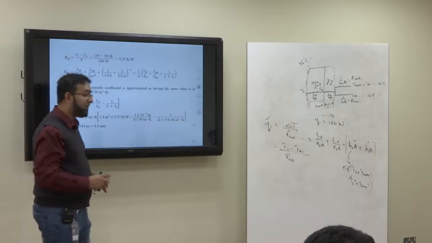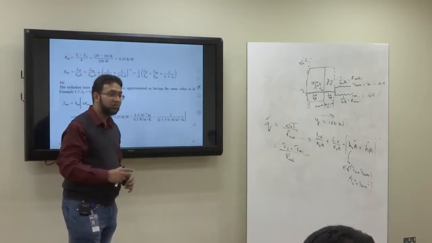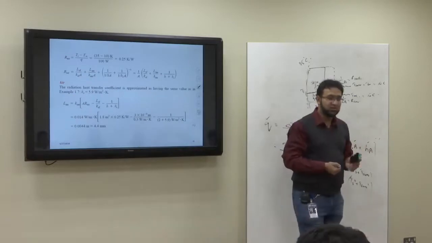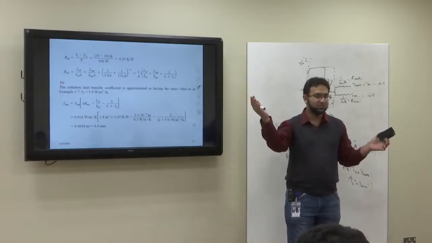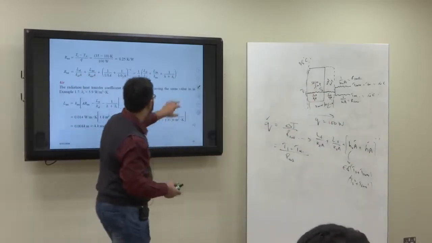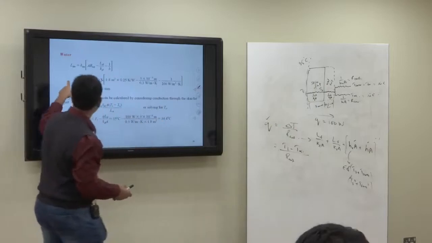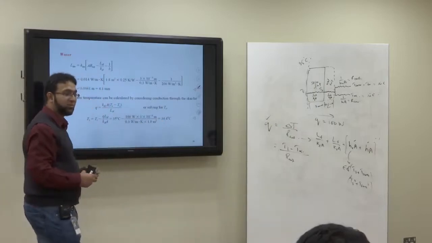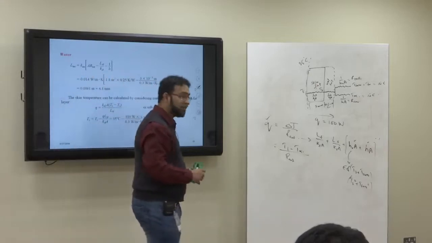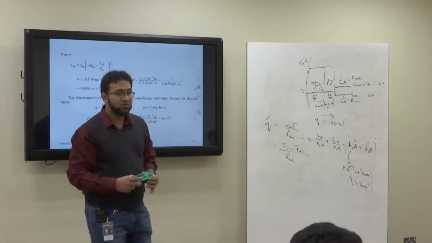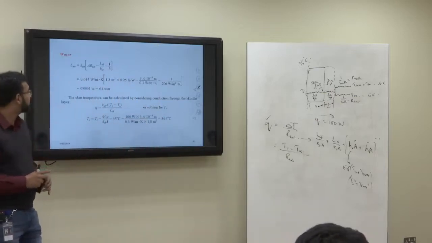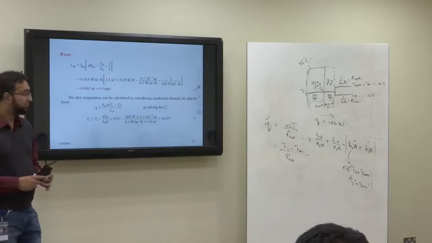In case it was in water, you will not have radiative resistance, just the convection, and then everything is in series. When you solve it, you will find that the insulation required is 6.1 millimeter. So in case of air, insulation required is 4.4 millimeter; in case of water, it is 6.1 millimeter.